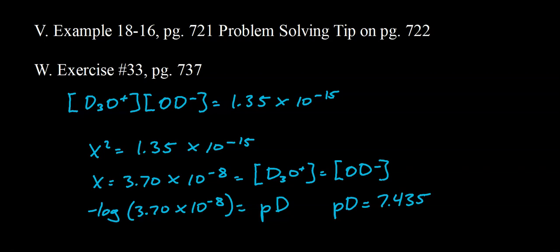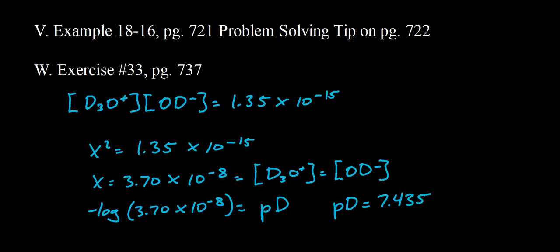Second part of the question is, is D2O acidic, basic, or neutral? Take a look at the PD. You might be thinking it's basic, has a pH of greater than 7. Well, not true. Whether something is acidic, basic, or neutral depends on the concentrations of H plus and OH minus, or in this case, D3O plus and OD minus. They are the same, which tells us that this is neutral.